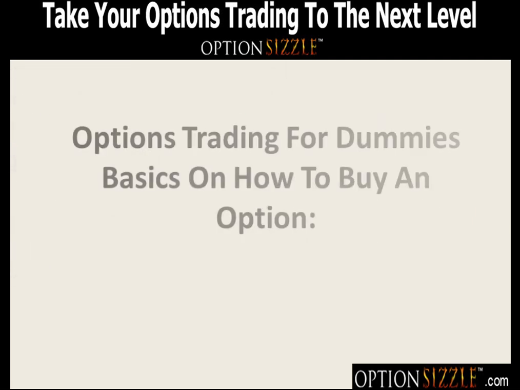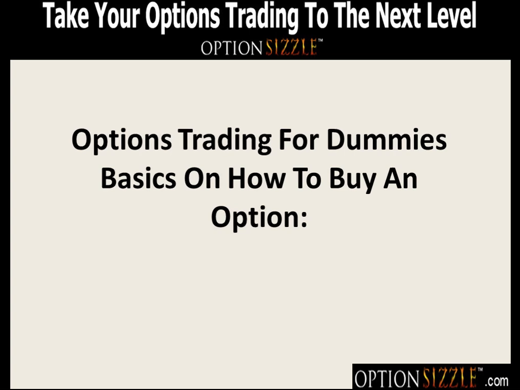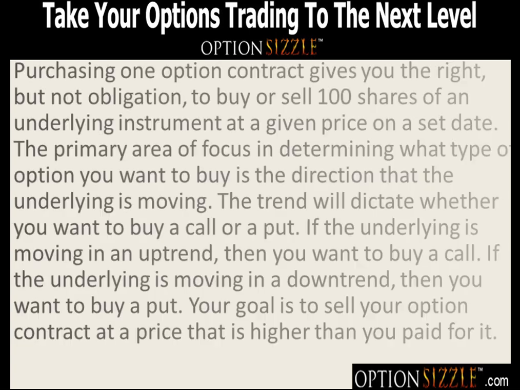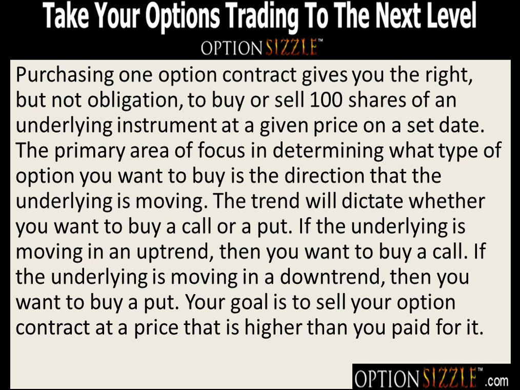Options trading for dummies, basics on how to buy an option. Purchasing one option contract gives you the right, but not obligation, to buy or sell 100 shares of an underlying instrument at a given price on a set date. The primary area of focus in determining what type of option you want to buy is the direction that the underlying is moving. The trend will dictate whether you want to buy a call or a put. If the underlying is moving in an uptrend, then you want to buy a call. If the underlying is moving in a downtrend, then you want to buy a put. Your goal is to sell your option contract at a price that is higher than you paid for it.